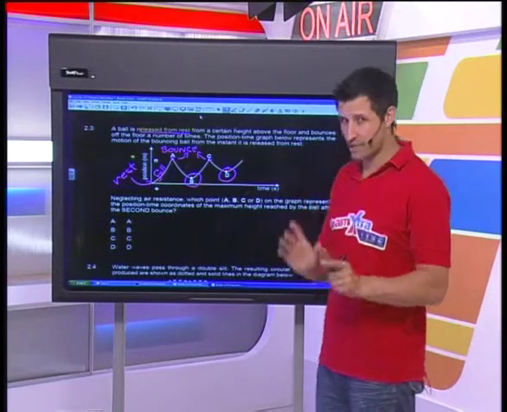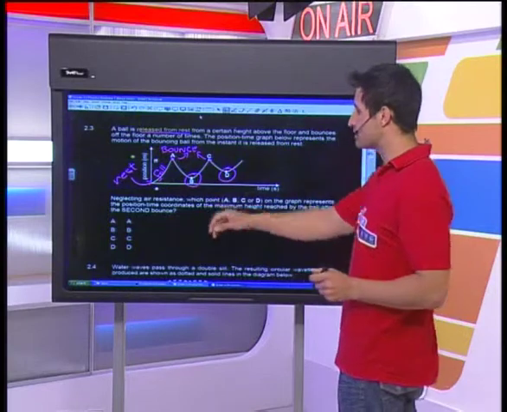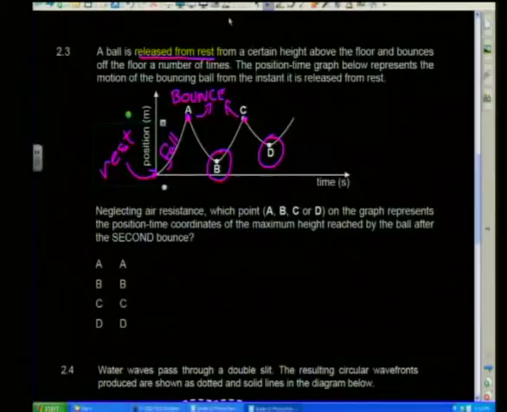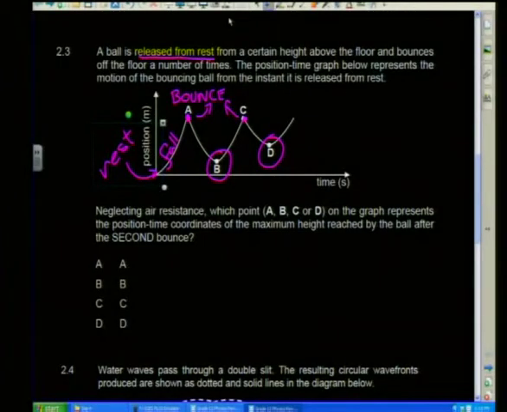Now, let's read the question. It says, neglecting air resistance, which point, A, B, C, or D on the graph represents the position time coordinates? Now, that sounds so complicated. Basically, they're saying where on the graph would we find the maximum height reached by the ball after the second bounce? Well, let's first identify which bounce was which. Bounce number 1 we saw was A. Bounce number 2 was option C.